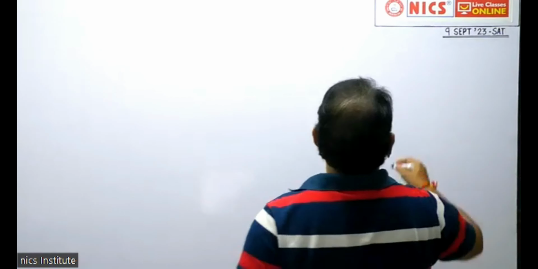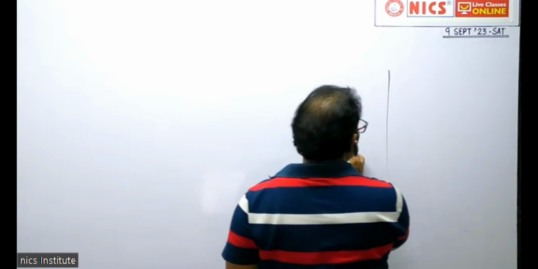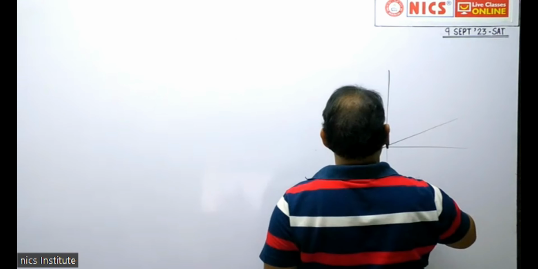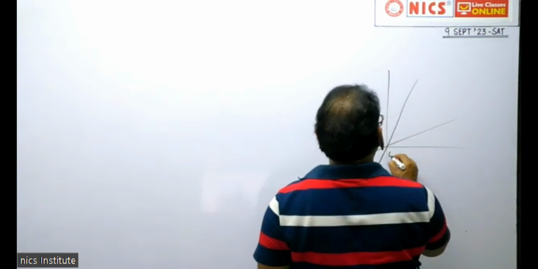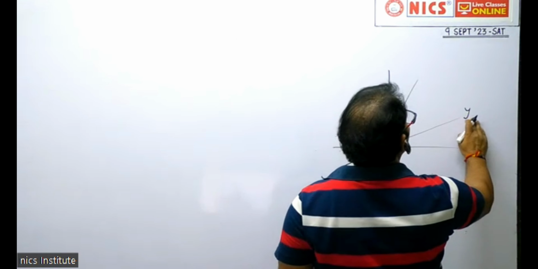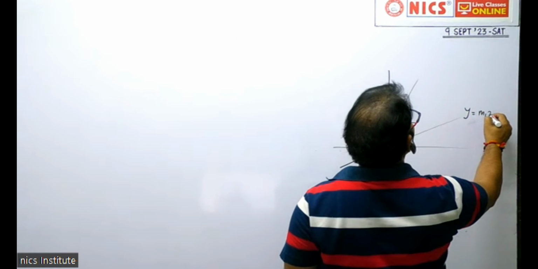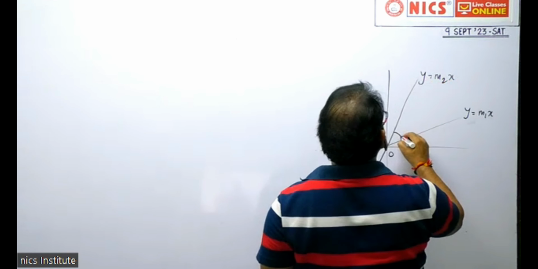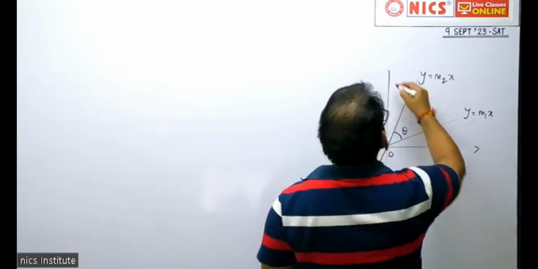Last math class, we discussed a pair of lines passing through origin. It is one line, y equal to m1x. Another line is y is equal to m2x. The angle between these two lines is theta.